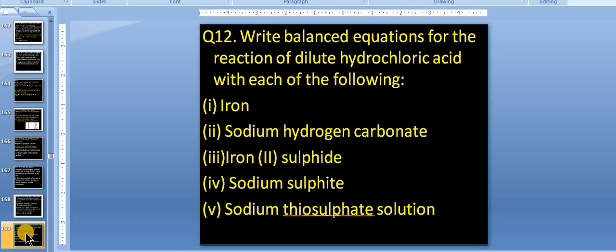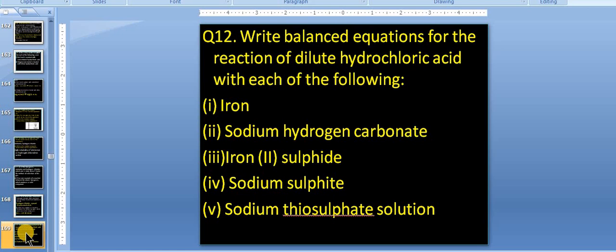Ferrous sulfide byproduct would be... you check it, wrong. Okay. Third reaction is H2S. Fourth reaction is sulfur dioxide. Please, I will tell you one thing.